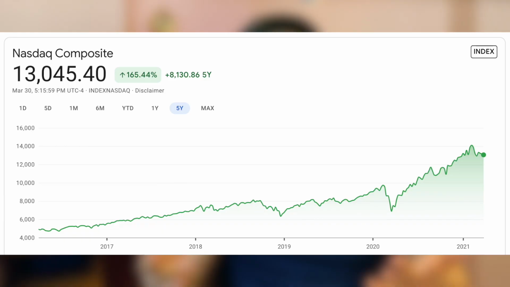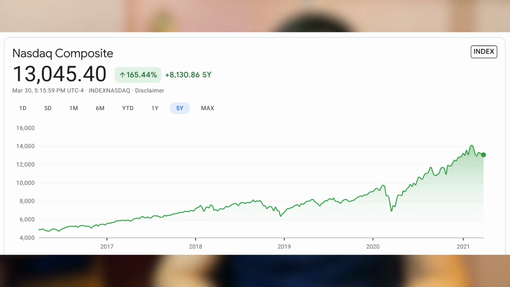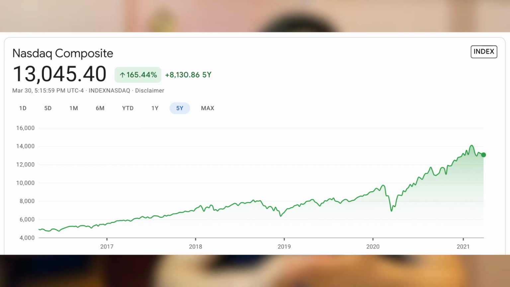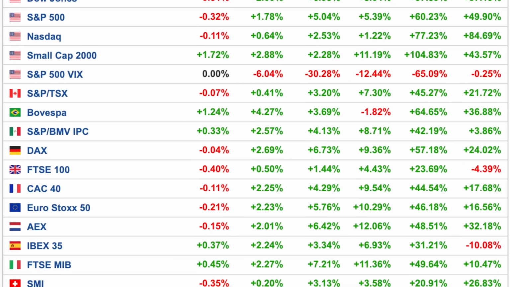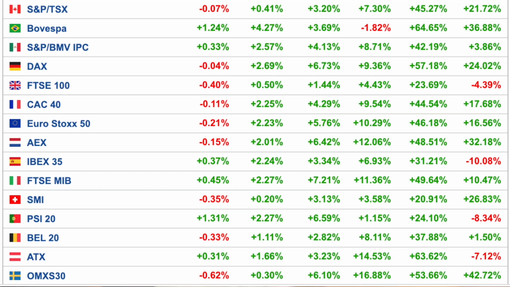And Nasdaq, this index includes the roughly 3,000 companies that are part of the Nasdaq Stock Exchange and is predominantly focused on technology. Beyond these famous stock market indexes, however, there are thousands of lesser-known indexes. You can find indexes that reflect the performance of stocks in a certain country or that do business in a given sector of the economy.